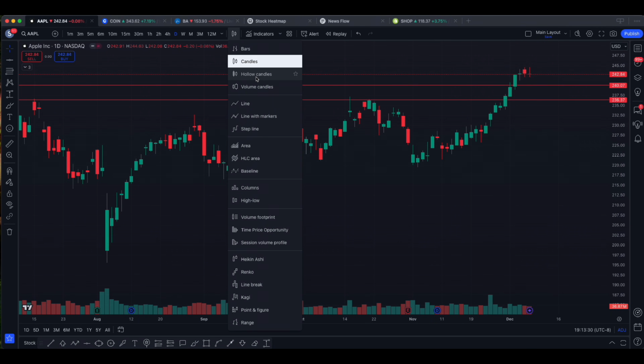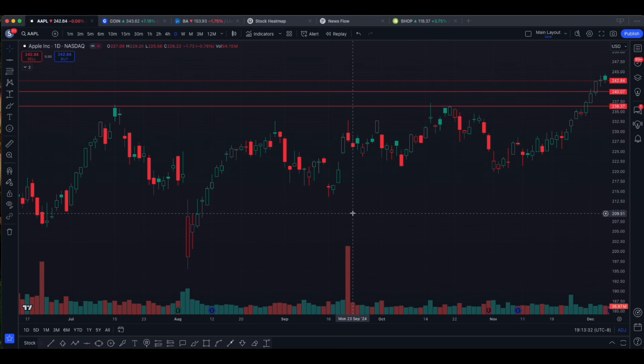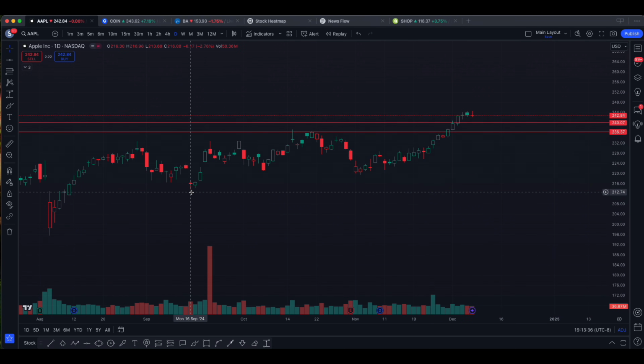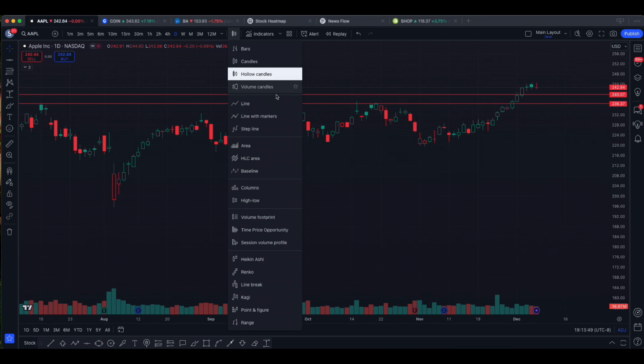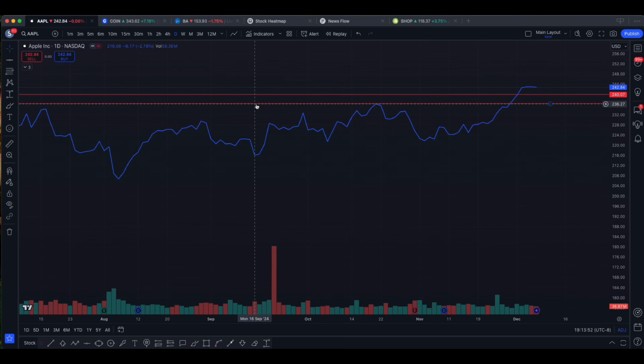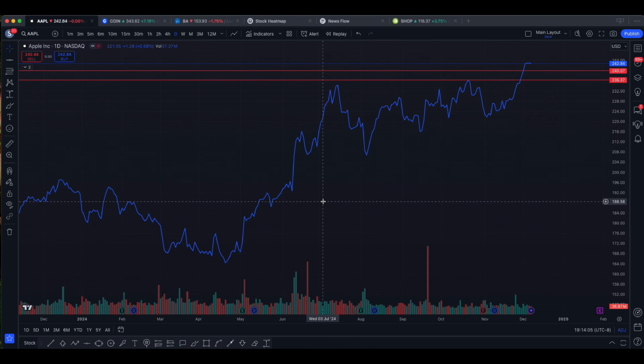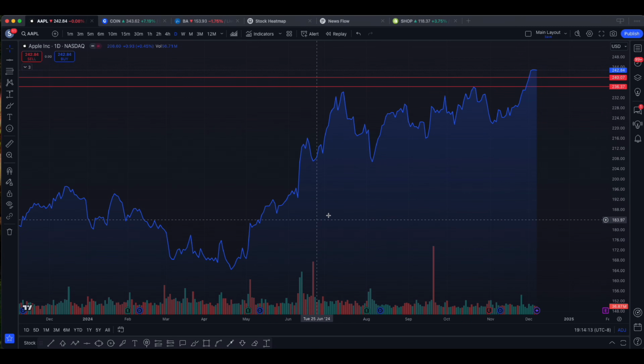The third one I'm going to go over really quick is the hollow candle. It's similar to candlestick, the same pattern, but you can see some candles are hollow and some are full. All these are different ways. And one of the most common ones too is the line. On CNBC or the news outlets, that's the type of chart they like to show. Or this one, the area chart, the area line.